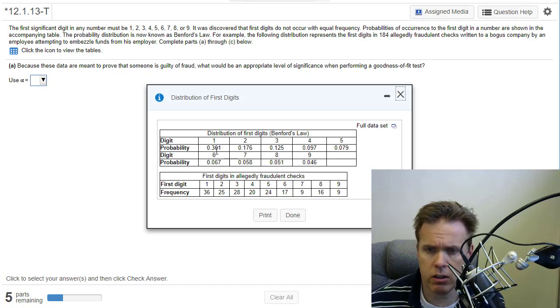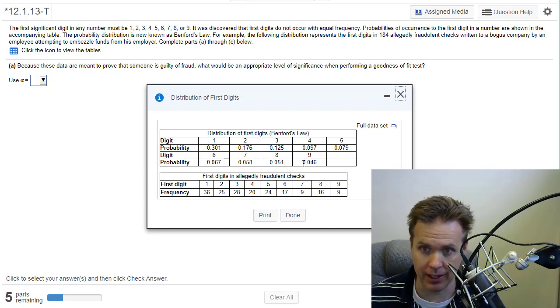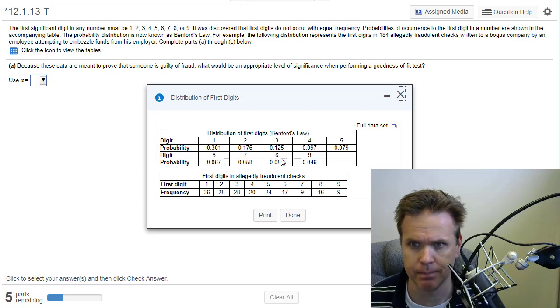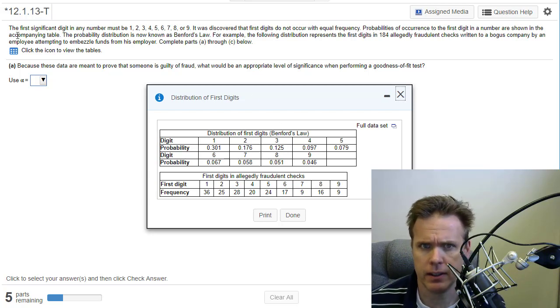So a 1 occurs about 30% of the time, a 2 almost 18%, a 3 about 13%. If you keep going down, a 9 occurred a little less than 5%. So a 1 is more than 6 times as likely to occur as a 9, is another way to put it. Same thing for an 8. So let's look at this. The probability distribution is known as Benford's law.